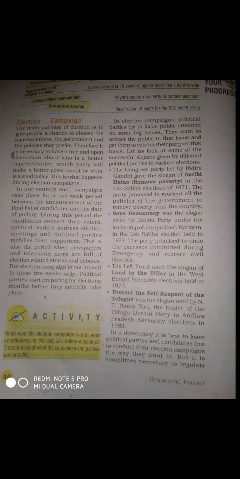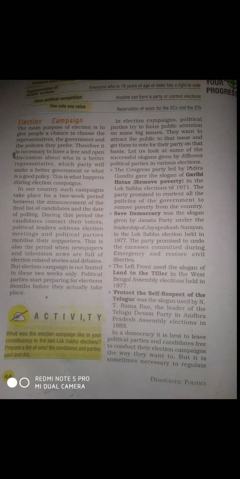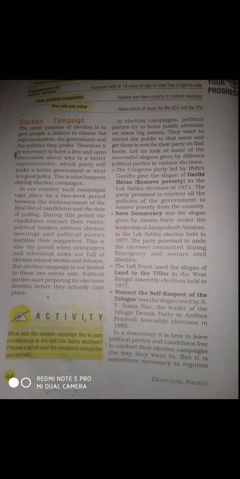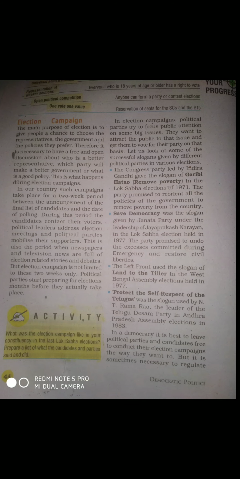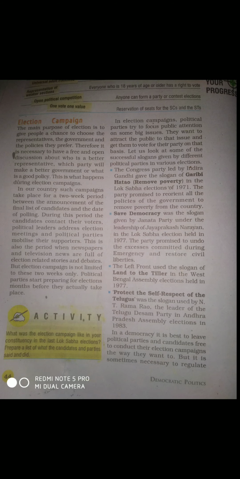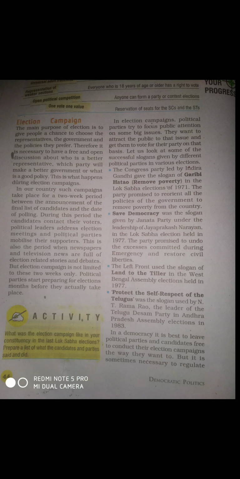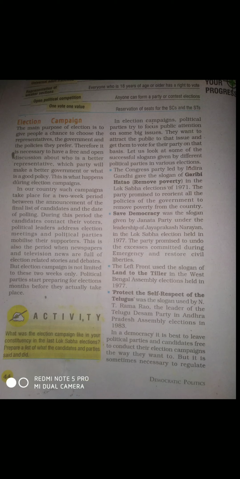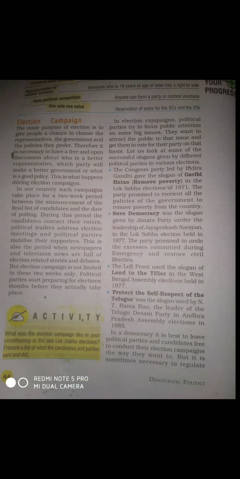So let us look at some of the successful slogans given by different political parties in various elections. These are very important. First, the Garibi Hatao movement. It is a slogan. Garibi Hatao means remove poverty. It is a slogan given by which political party? The Congress party, led by Indira Gandhi. During the time of the Lok Sabha election in 1971, in the election campaign, the Congress party promised the people to remove poverty from the country if they held governmental power.